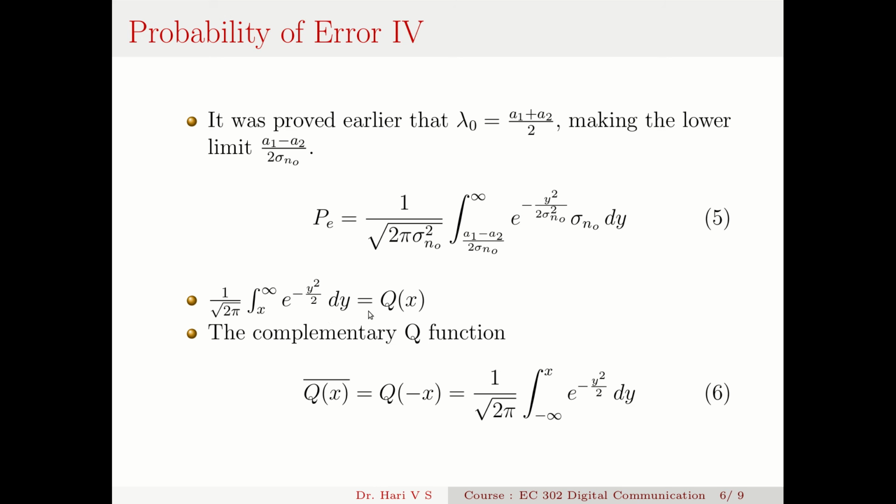Now this 1 by root 2 pi, x to infinity, e raised to minus y squared by 2, is nothing but Q of x. That is called the Q function. And there is a complementary Q function, Q complement of x or Q of minus x, that is 1 by root 2 pi, minus infinity to x, e raised to minus y squared by 2. These Q functions are all probability values, because they are integrals of a Gaussian PDF.